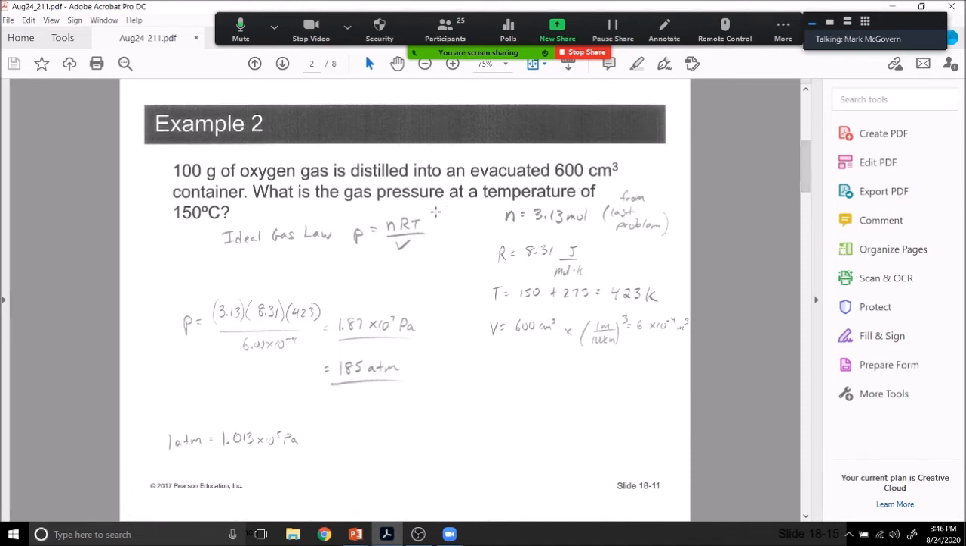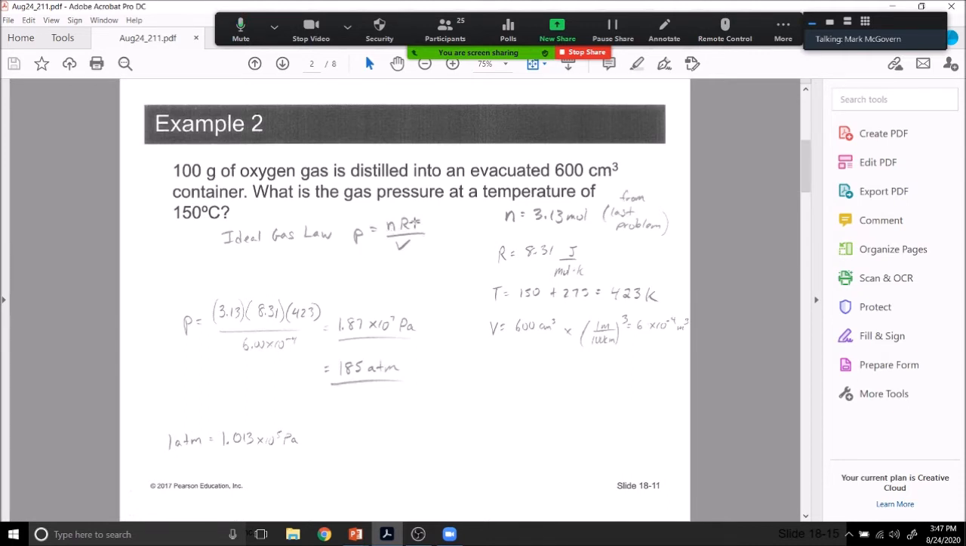3.13 moles of oxygen gas is distilled into an evacuated 600 cubic centimeter container. What is the gas pressure at a temperature of 150 Celsius? Okay, so this is a straightforward problem, except for the fact that you've got to be really mindful of your units here. So I want to get pressure, right?